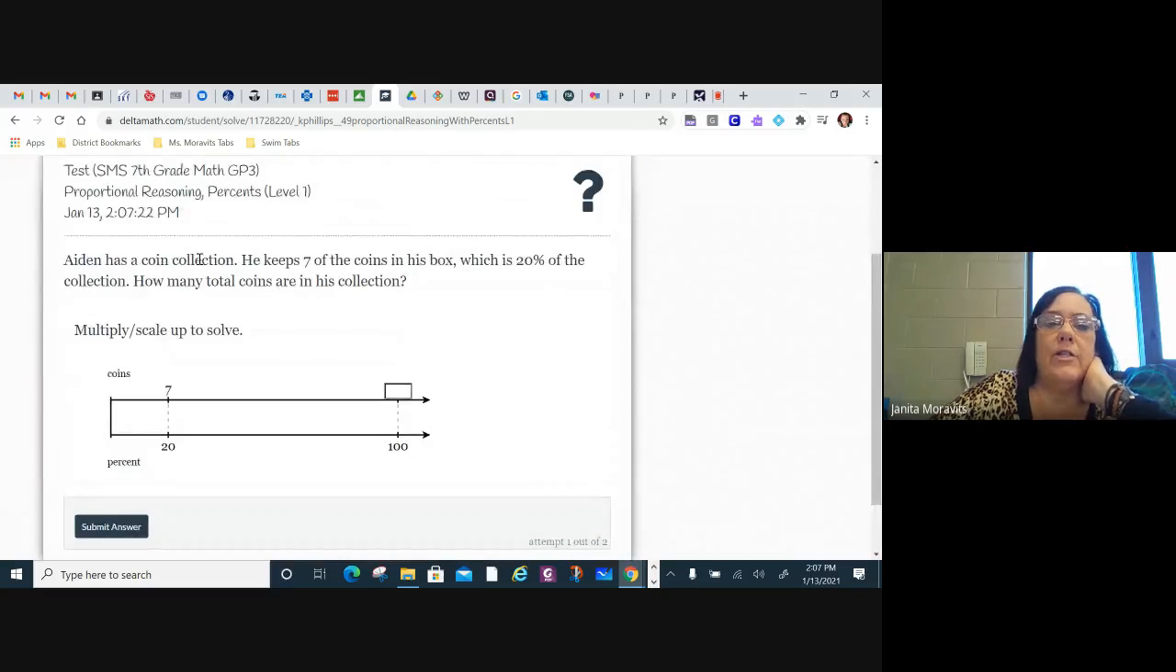Let's do another example. Aiden has a coin collection. He keeps 7 of the coins in his box, which is 20% of the collection. So 7 coins right here make up 20% of his collection. How many total coins does he have? Well, we're using our ratios like we used before. 20% to get to 100%. 20 times what gives you 100? Well, we found out before that 100 divided by 20 is 5. So 20 times 5 is 100.